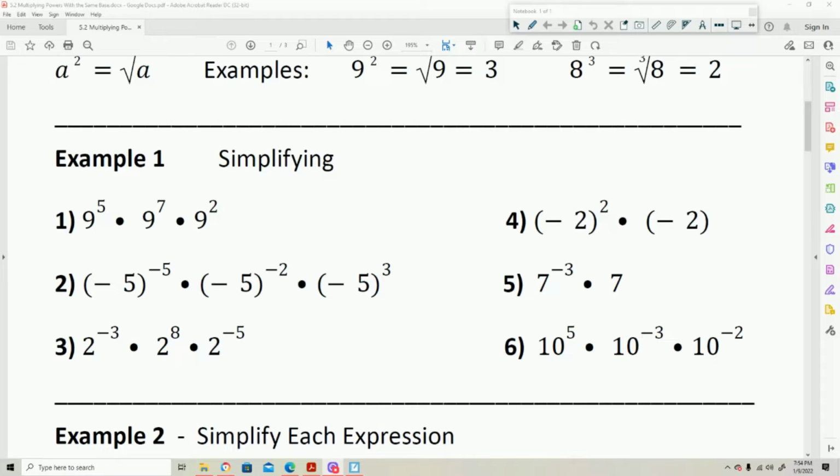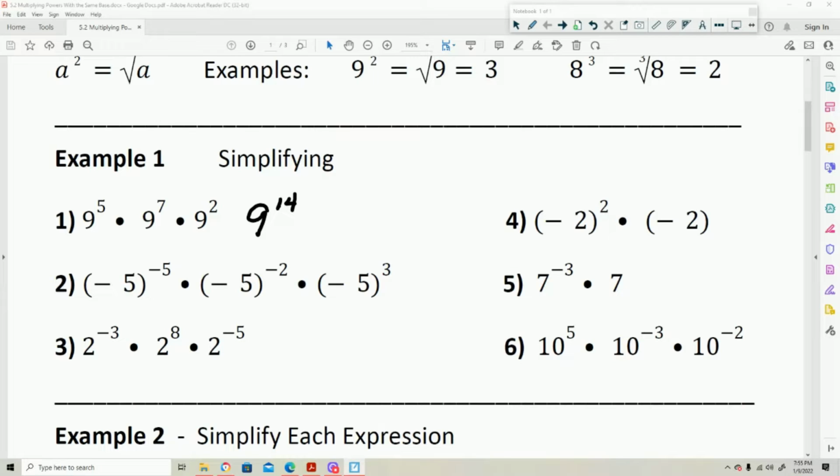You do not multiply, the base stays the same. So that's going to be 9 to the 14th if I add all the exponents together. You do not multiply these bases together because you've got 5 9s, 7 9s, and 2 9s. You've got 14 9s. You don't have 14 of whatever 9 times 9 times 9 is. You don't multiply the bases, so you simply add the exponents here.